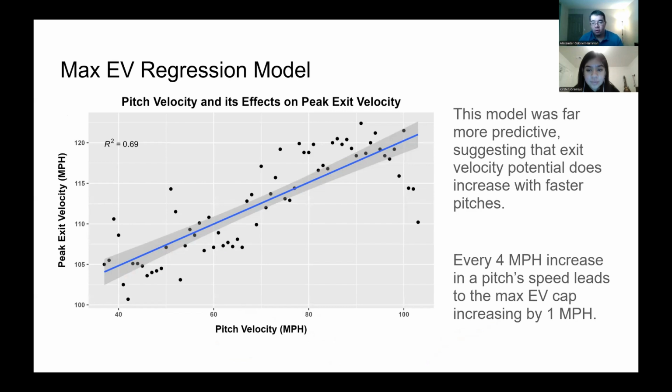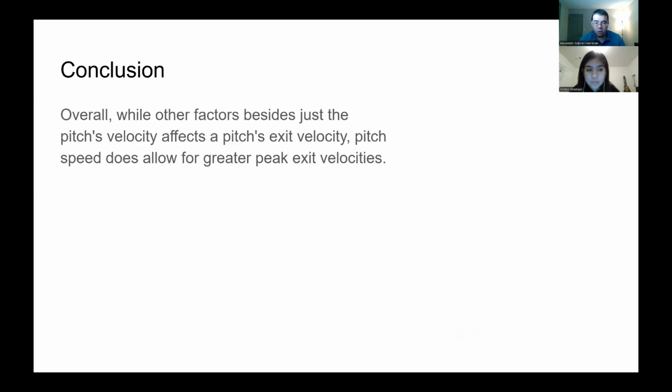In this case, if you increase the speed of your pitch by 4 miles an hour, you would see the maximum exit velocity increase by 1 mile an hour, suggesting that the cap on the peak output is actually affected by pitch velocity. So in conclusion, while there are other factors besides pitch velocity that affect exit velo, pitch speed does allow peak exit velocities to increase and allows for a much wider range of high exit velo outcomes.